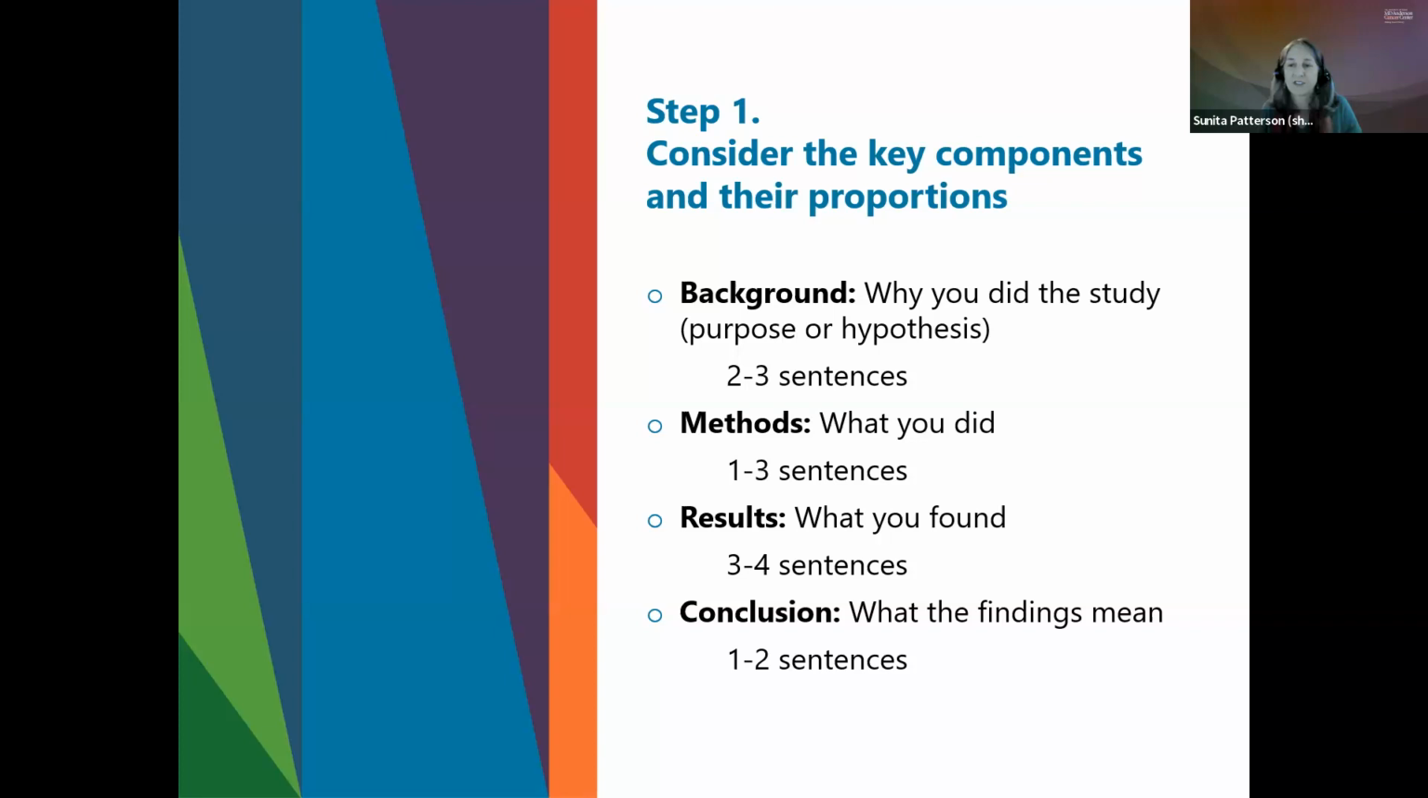All right. So step one, when you want to shorten an abstract, is look at it, whether structured or unstructured, and think about the proportions for each of these components. You might even count the sentences, and then think about whether those proportions are ideal. So for example, if you find that you have 5 sentences for your background, that might be a good place to start with shortening your abstract.